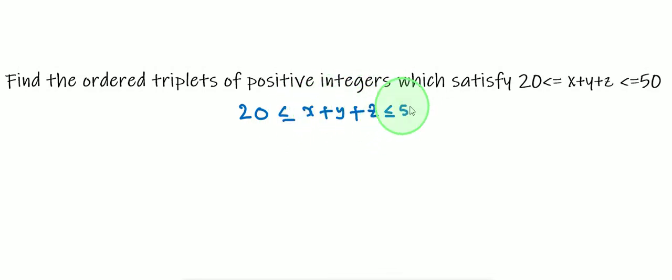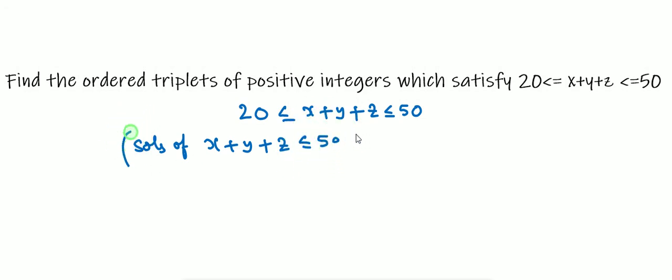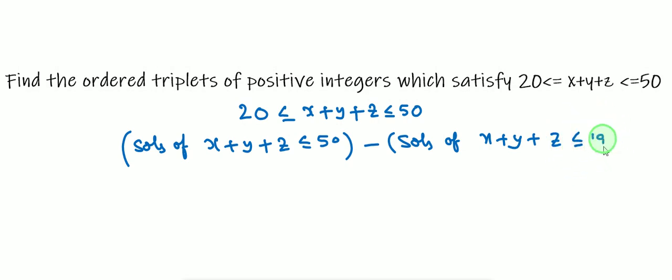So you can understand this question as solutions of x plus y plus z less than or equal to 50 completely, minus solutions of x plus y plus z less than or equal to 19. We need the solutions from 20, so we subtract, because we know with one upper limit how to find the positive integral solutions.